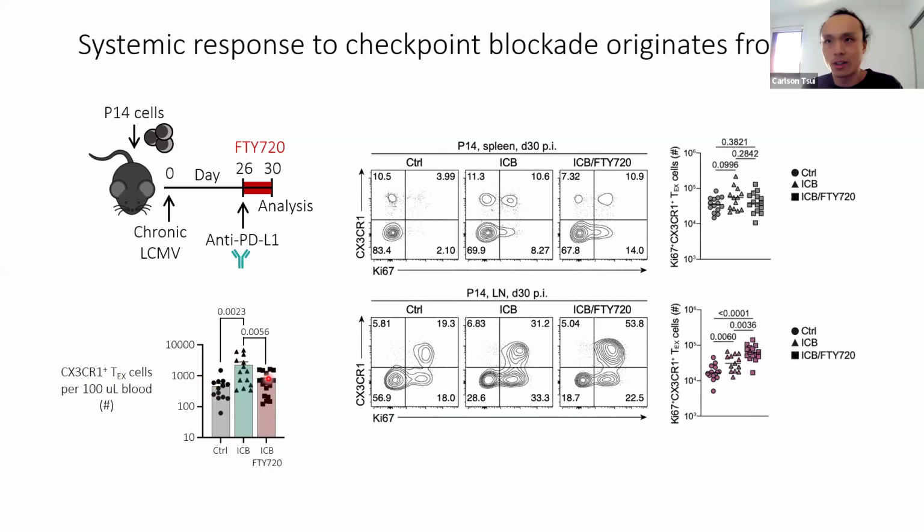So we asked where these cells then accumulated, and the answer is not in the spleen, but in the lymph node. There is no observable further accumulation of CX3CR1 positive TEX cells in the spleen, but we have a very significant increase of CX3CR1 positive TEX cells in the lymph node when we block egress, indicating that most of the CX3CR1 cells generated in response to ICB actually come from the lymph node.